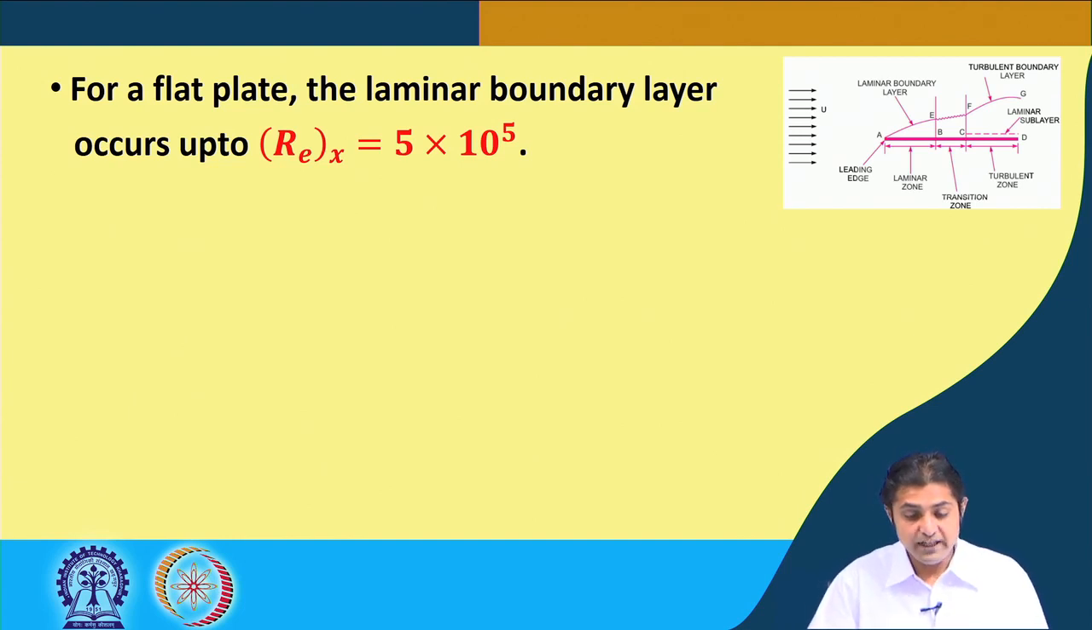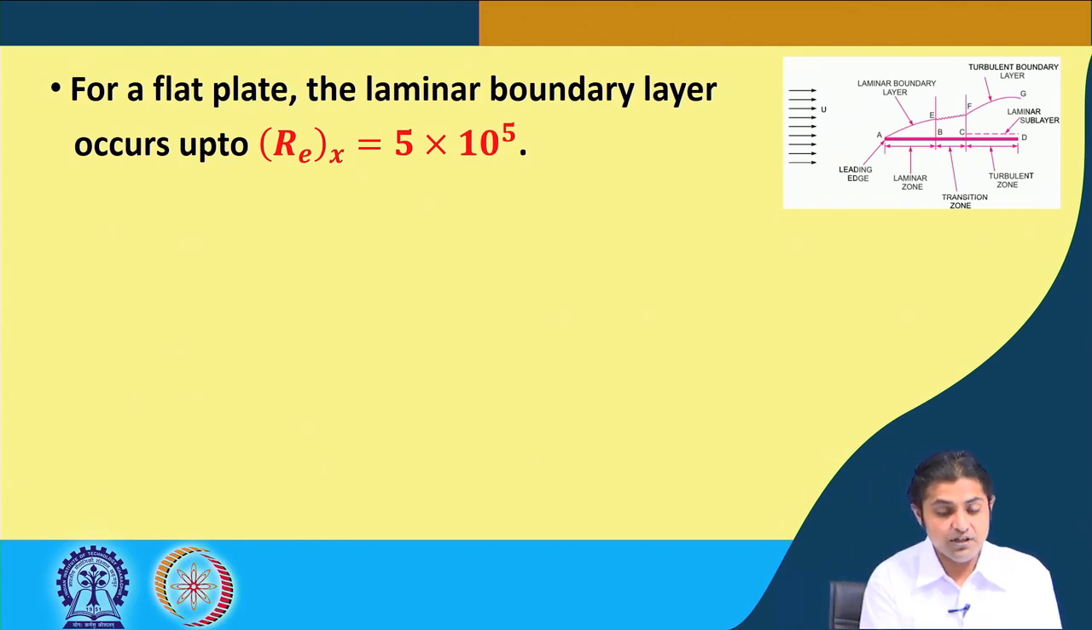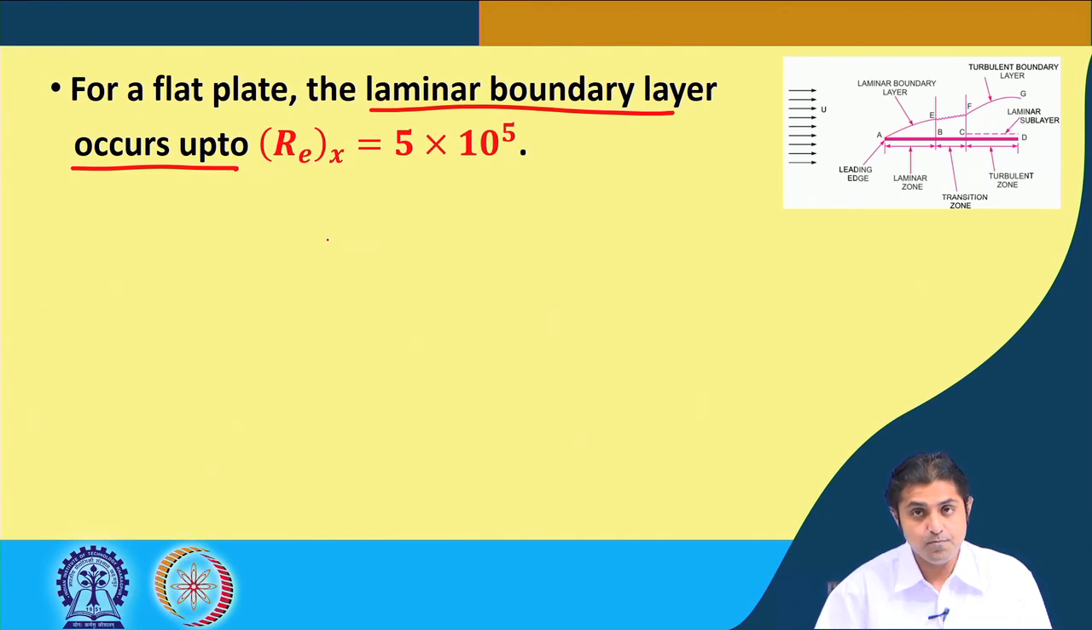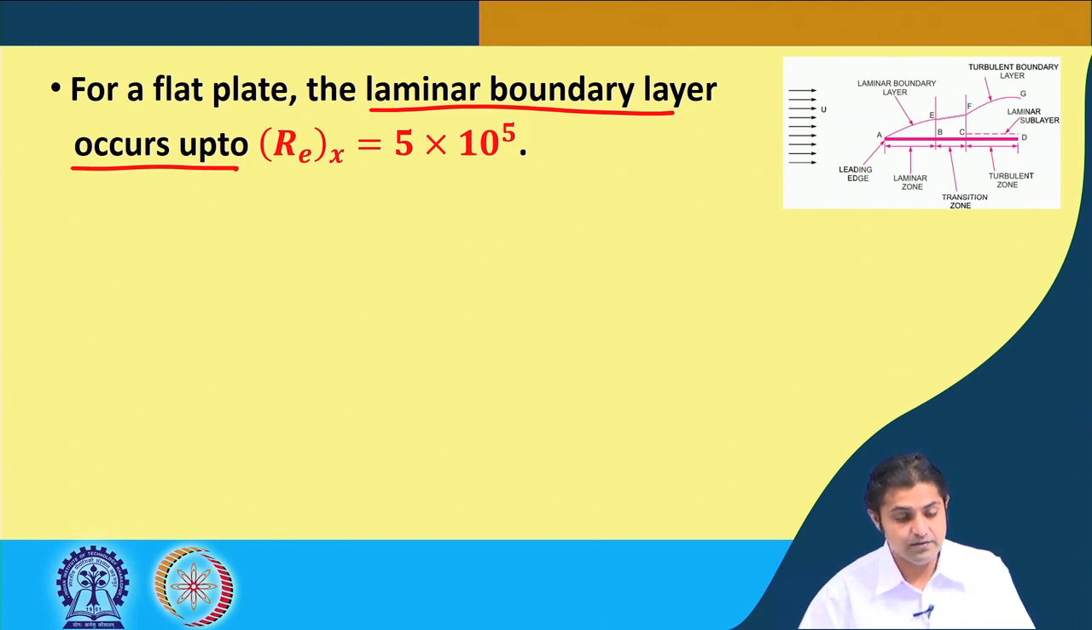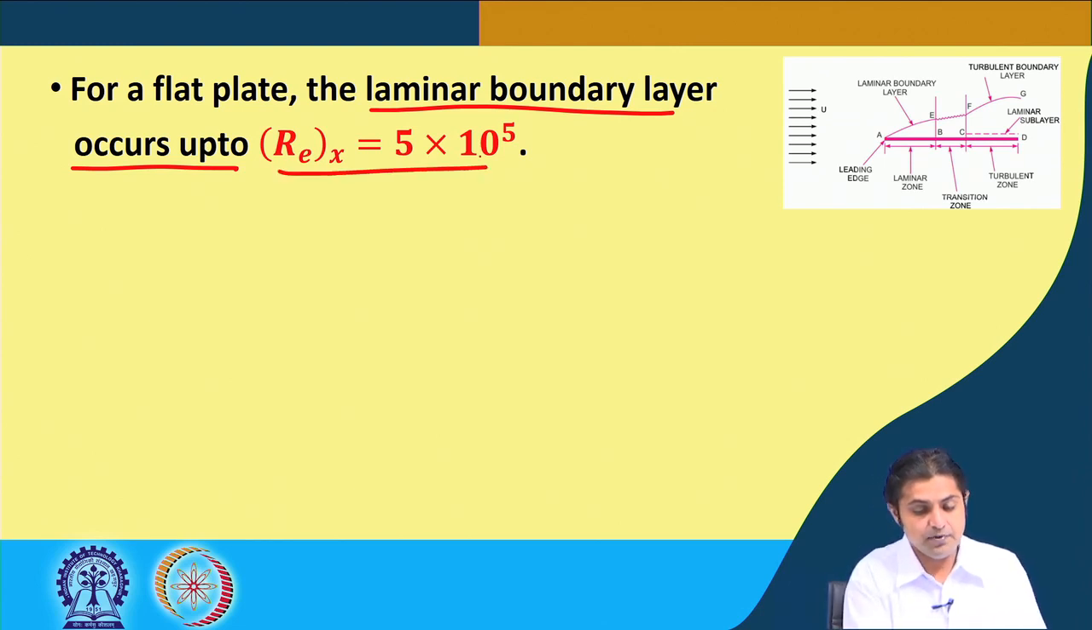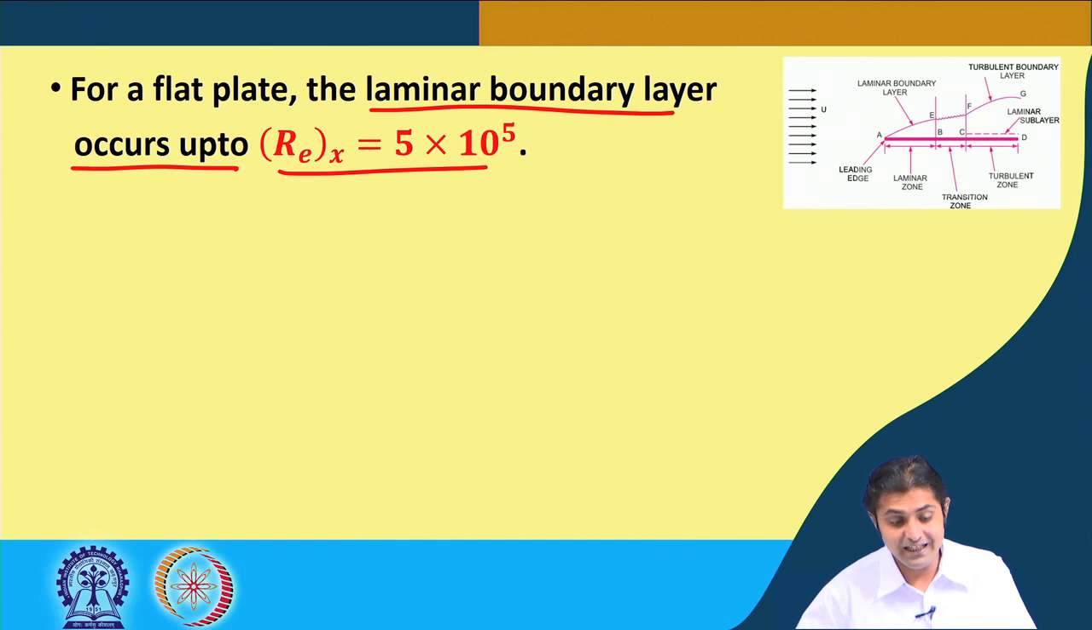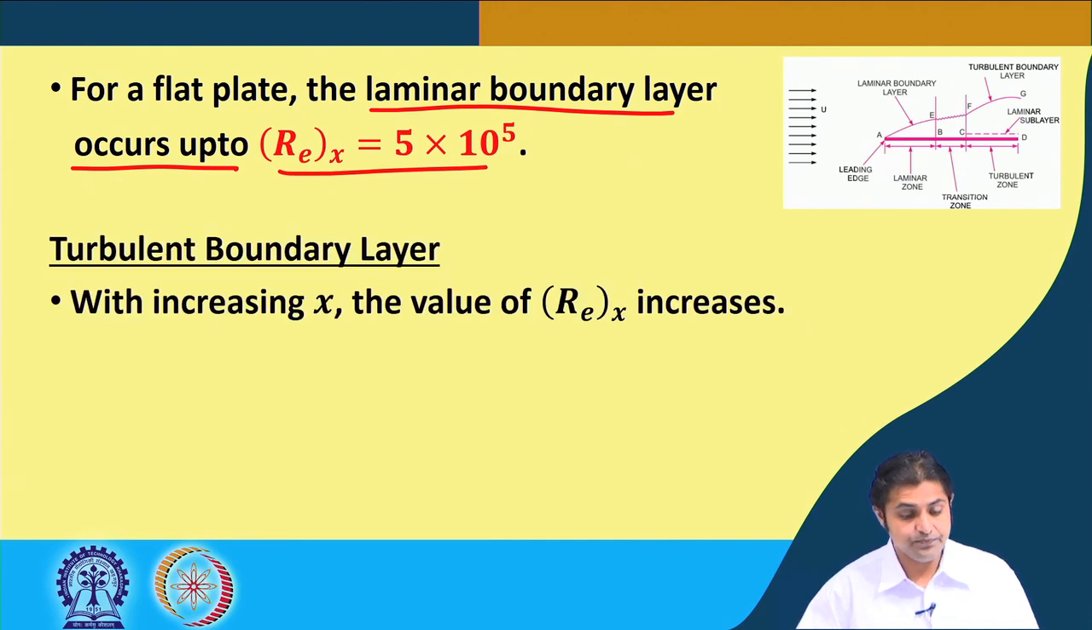So, for a flat plate, it has been found out that the laminar boundary layer occurs up to Reynolds number of 5 into 10 to the power 5. A lot of people have done research, experimental results confirmed by numerical analysis, and this value has come up. So, if the Reynolds number is less than 5 into 10 to the power 5 for a flow over a plate, the laminar boundary layer will occur up to that particular point.